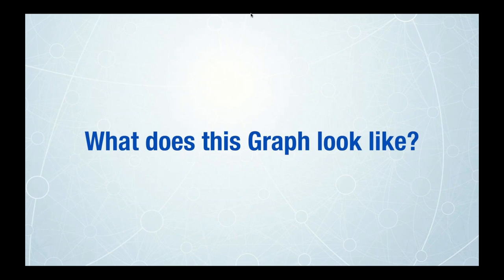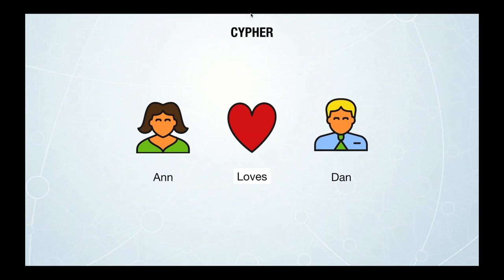So what does this graph that we keep on talking about look like? Well, let's give an example here. Let's say that we have a woman named Anne who loves a gentleman named Dan.